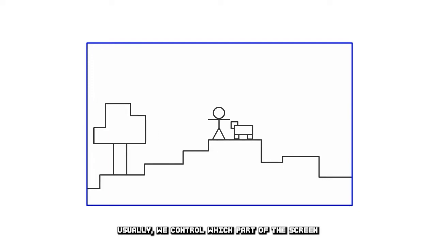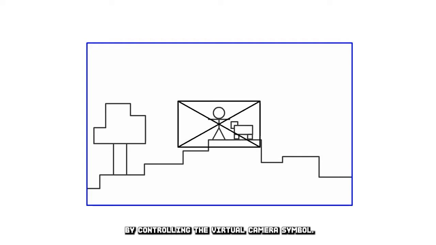Usually we control which part of the screen will be visible at the moment by controlling the virtual camera symbol. I'm going to use black color to represent the camera. The area of the stage that is being rendered into final animation is called the projection area. I'm going to use the green color to represent it.